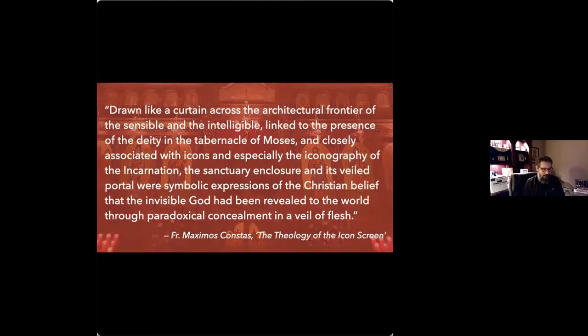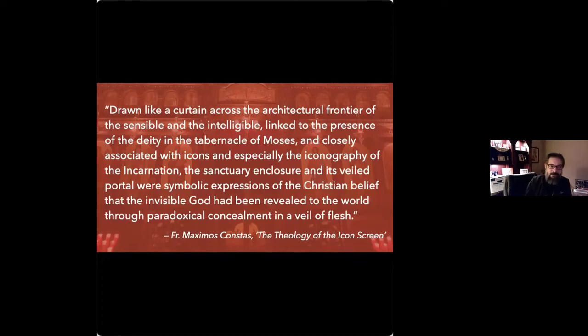I want us to take a look, though, at this quote that I've extracted from an article that I've linked to in that resource page that I've shared with you. It's a very dense reading. It's academic level reading. But if you can sort of soldier through it, it really has some pearls in it. And it's an article by a beloved professor and mentor of mine, Father Maximus Constas.